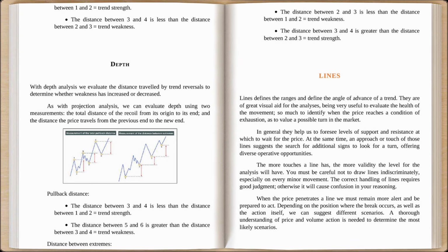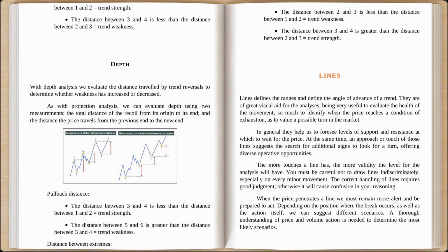Depth. With depth analysis, we evaluate the distance traveled by trend reversals to determine whether weakness has increased or decreased. As with projection analysis, we can evaluate depth using two measurements: the total distance of the recoil from its origin to its end, and the distance the price travels from the previous end to the new end. Pullback distance. The distance between 3 and 4 is less than the distance between 1 and 2 equals trend strength.